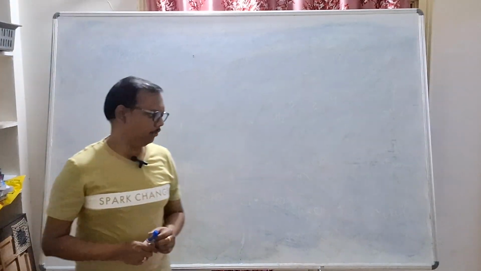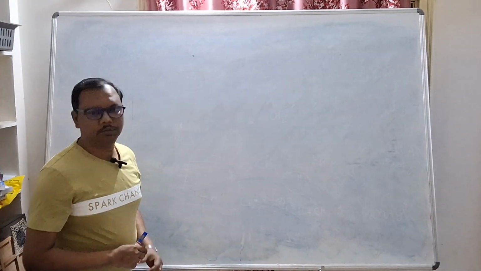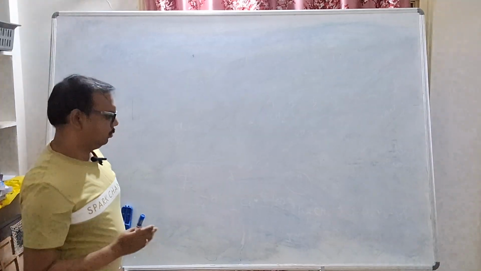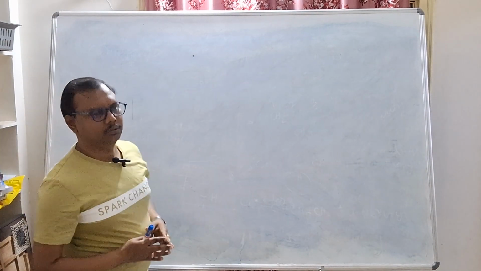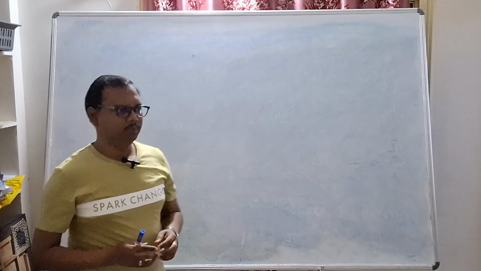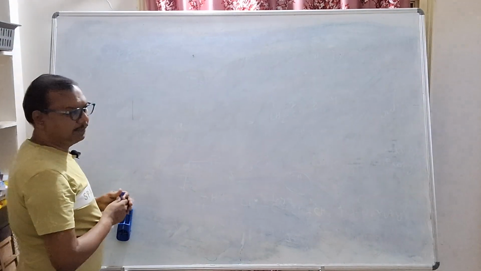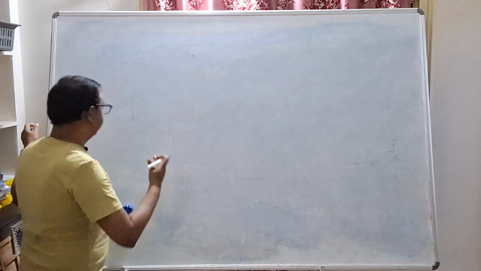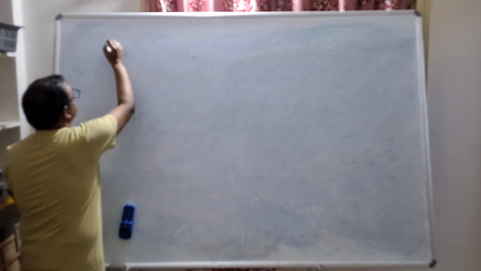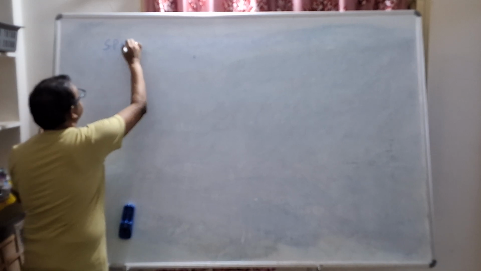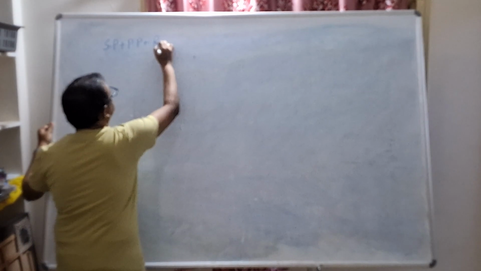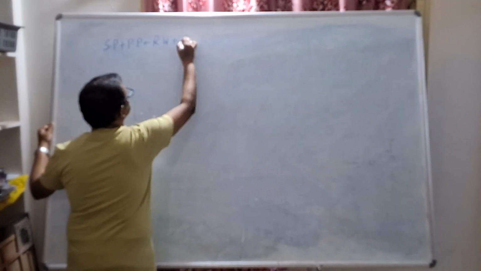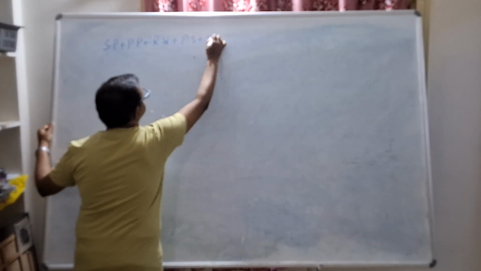Hi guys, hello everyone. In today's video, we are going through the continuation of the previous one. We have gone through the prefixes. I'm writing here IUPAC nomenclature: secondary prefix, primary prefix, root word, primary suffix, secondary suffix.